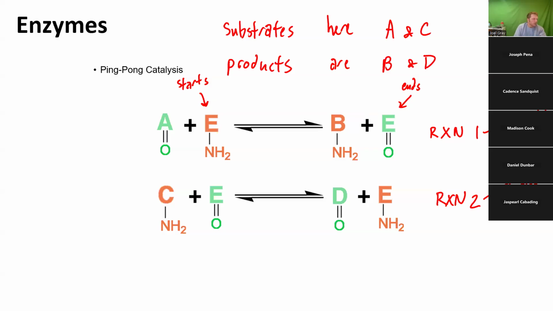Let me ask you this. ENH2 is the form of our enzyme that binds substrate A. Okay? Give me a 1 in the chat if you understand that, that ENH2 is the form of our enzyme that binds substrate A.